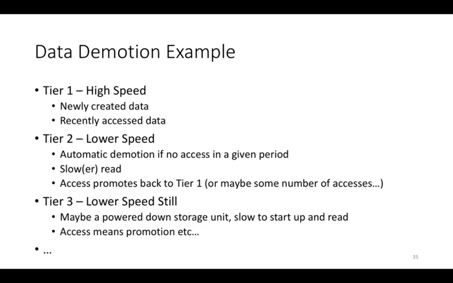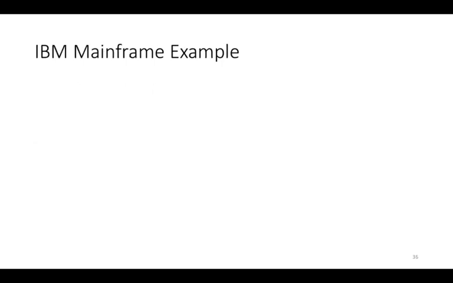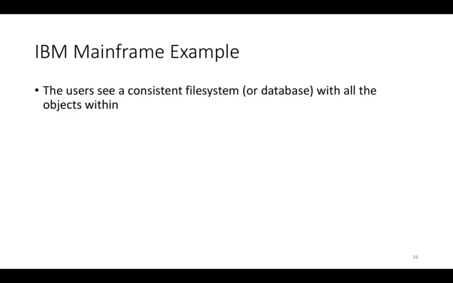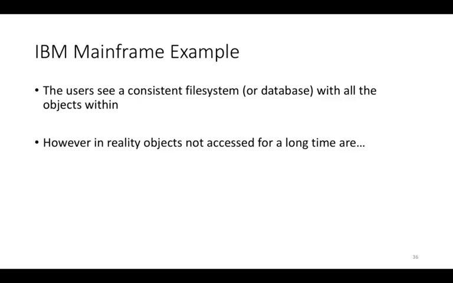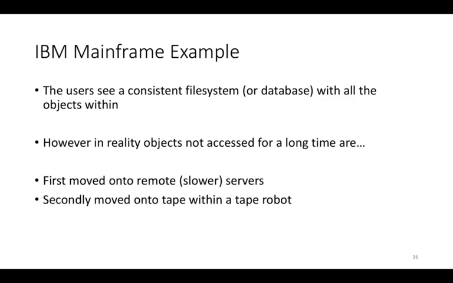And we can go beyond that. We could go further along the way. So if you look at IBM's example, IBM, a big provider of data storage, DB2, they have their mainframes. The way they work, and I've seen this working in large insurance companies, is the users just see a file system. You log on, you see documents, you see databases, you see objects. You've got no idea where they're physically stored. But in reality, objects which are not accessed for a long time, first of all, go on slower servers, and are secondly moved onto a tape within a tape robot.